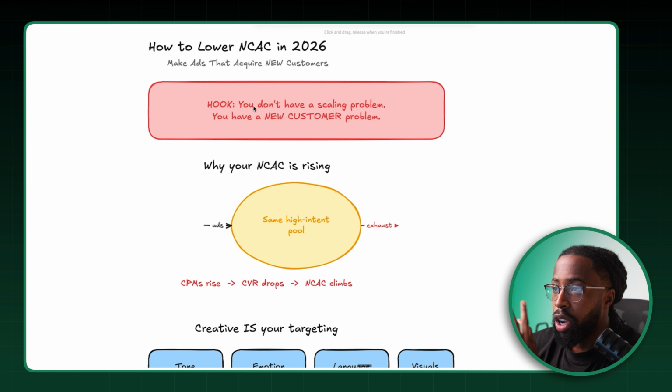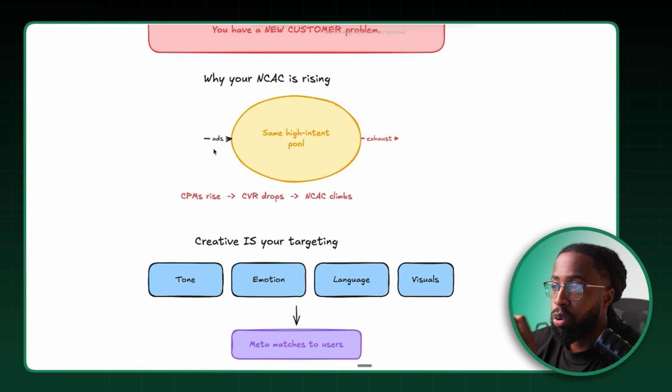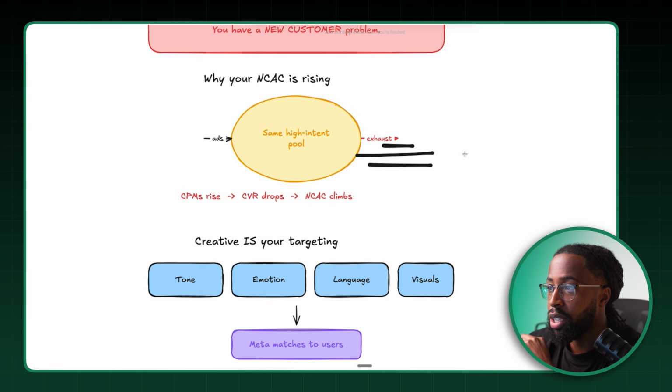So again, as mentioned, you guys don't have a scaling problem. What you have is a new customer problem. So the reason your NCAC is probably rising is that we're pushing ads to the exact same high intent pool. We found a winner, and now we've been rinsing the amount of ads going to that exact same pool. So what's happening is that we end up with exhaustion, and that's how we get creative fatigue, because the exact same pool of audience is being rinsed over and over again.